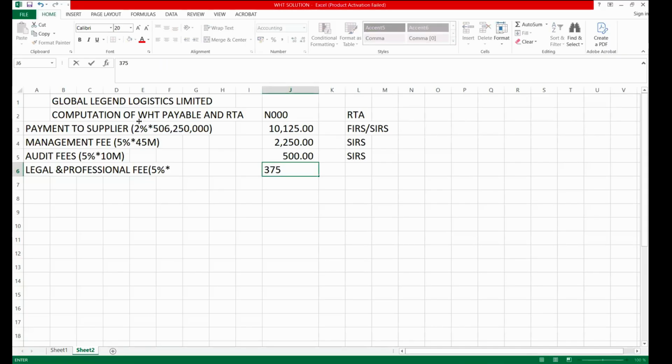$7.5 million. Professional fee multiplied by 7.5 million. So that will give us 37. So what will be the relevant tax authority for legal and professional fee?